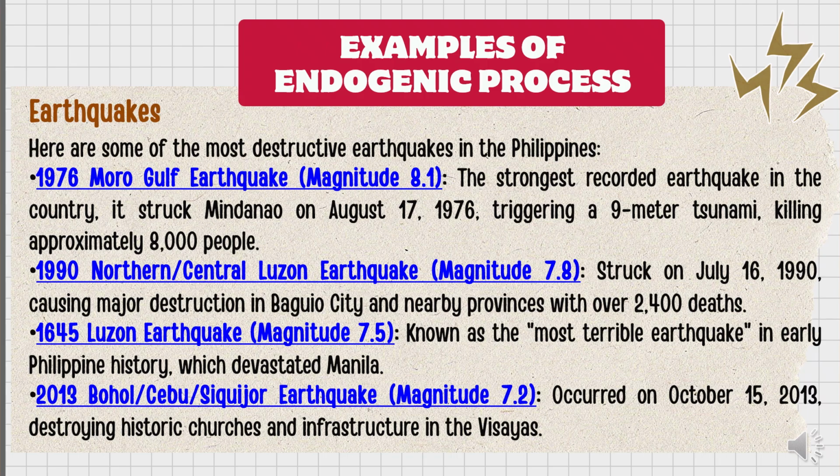1990 Northern/Central Luzon earthquake, magnitude 7.8, struck on July 16, 1990, causing major destruction in Baguio City and nearby provinces with over 2,400 deaths. 1645 Luzon earthquake, magnitude 7.5, known as the most terrible earthquake in early Philippine history, which devastated Manila. 2013 Bohol Cebu Siquijor earthquake, magnitude 7.2, occurred on October 15, 2013, destroying historic churches and infrastructure in the Visayas.